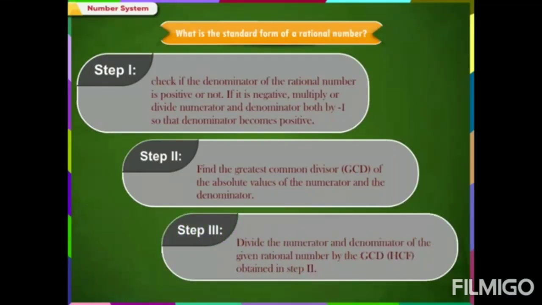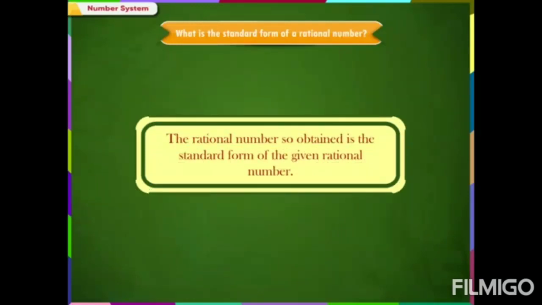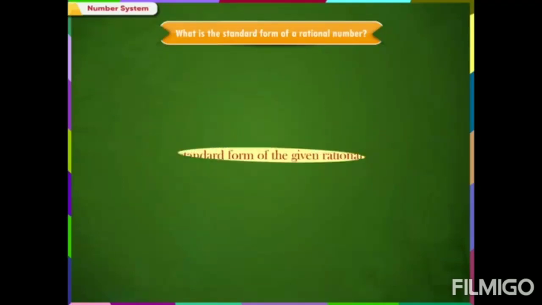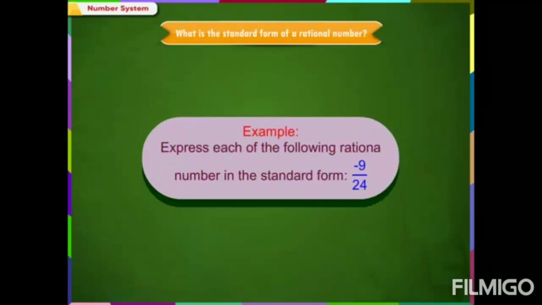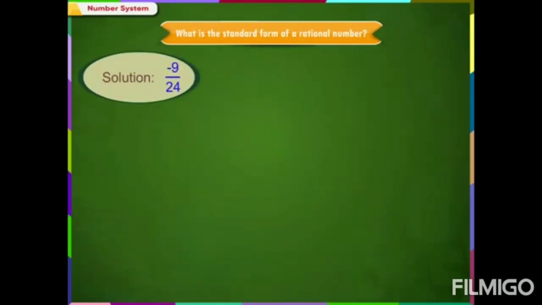Step 3. Divide the numerator and denominator of the given rational number by the GCD or HCF obtained in step 2. The rational number so obtained is the standard form of the given rational number. For example, express the following rational number in the standard form. Minus 9 by 24. Solution.